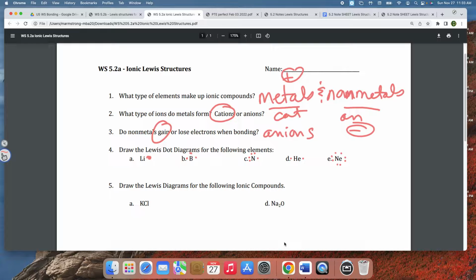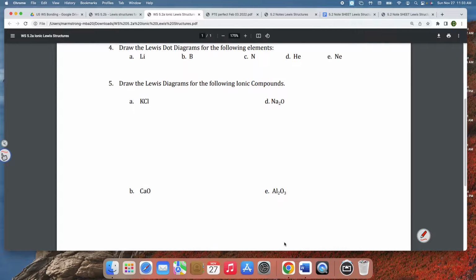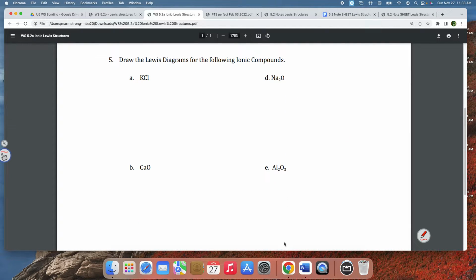So now we're going to draw the Lewis diagrams for the following ionic compounds. We'll start with KCl. We draw the Lewis dot diagrams. Cl has 7 valence electrons and K has 1 valence electron. The metal always transfers to the nonmetal, so K becomes a plus. Cl will have 8 dots around it, and it's a 1 minus charge.